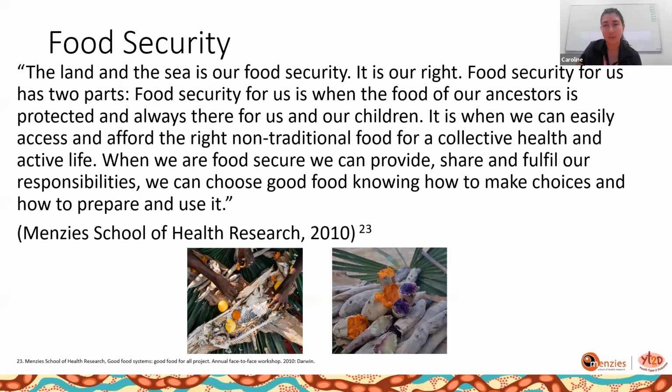So across Australia, more than 1 in 5 Aboriginal and Torres Strait Islander people are reported to live in a food insecure household. This is even higher in remote areas, with 31% of Aboriginal and Torres Strait Islander people reporting food insecurity.